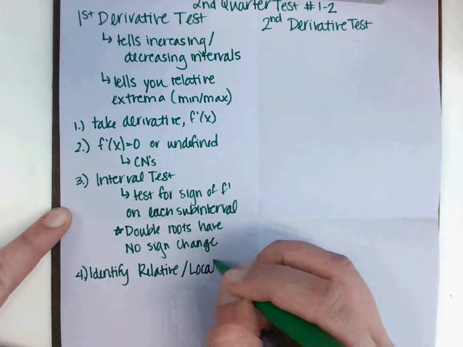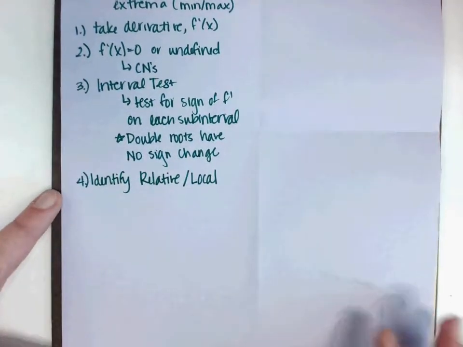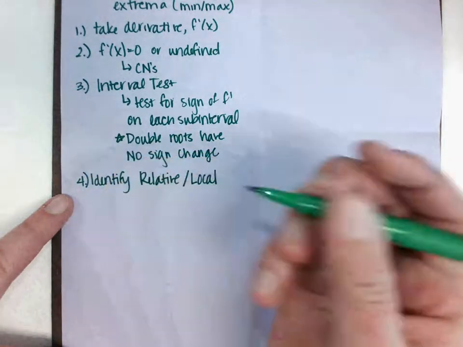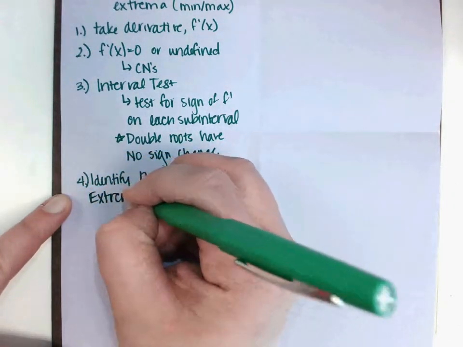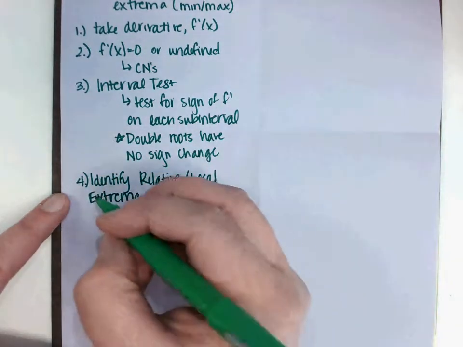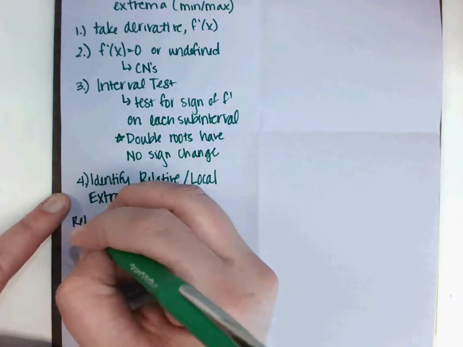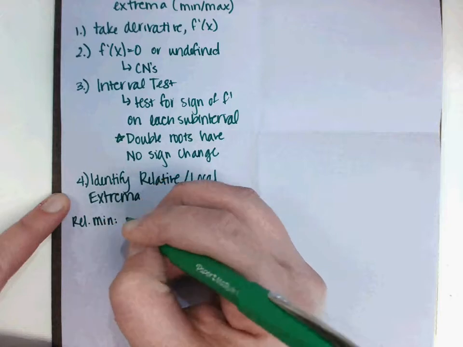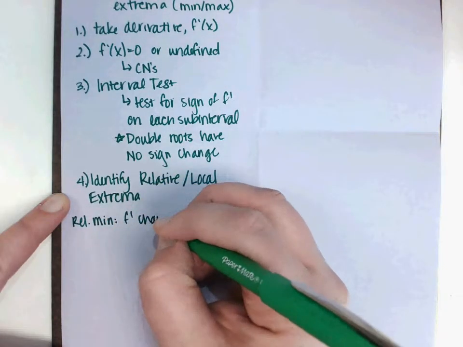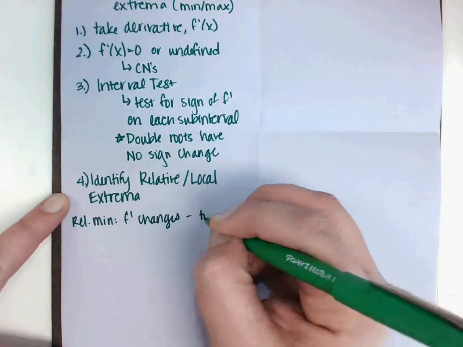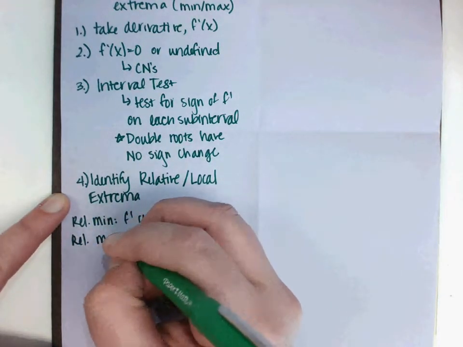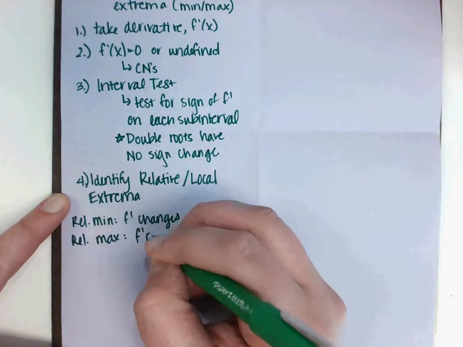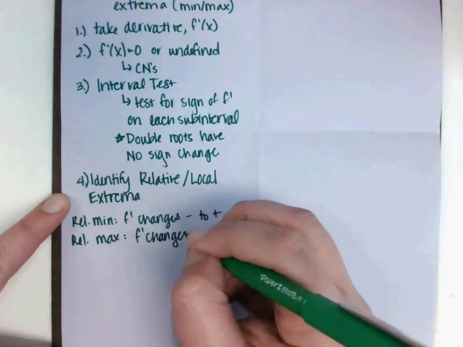Remember that a relative extrema is also sometimes called a local extrema. And remember the differences: for a relative min, f prime changes negative to plus, and for a relative max, f prime changes plus to minus.